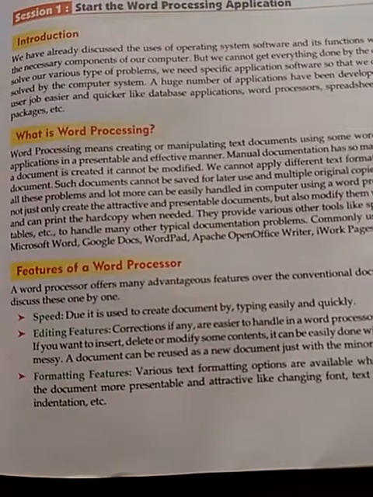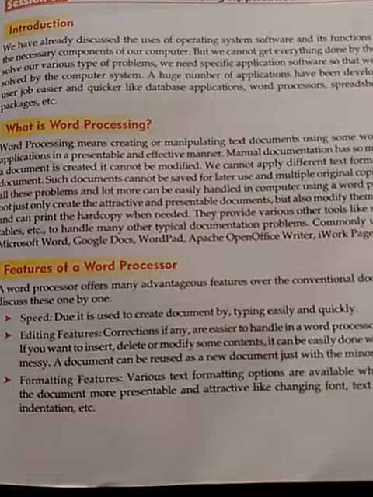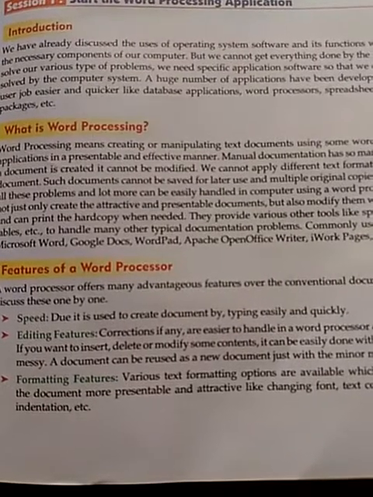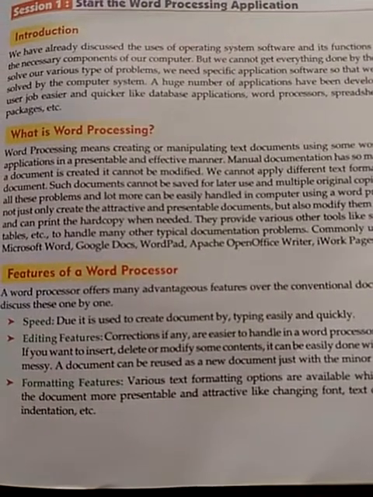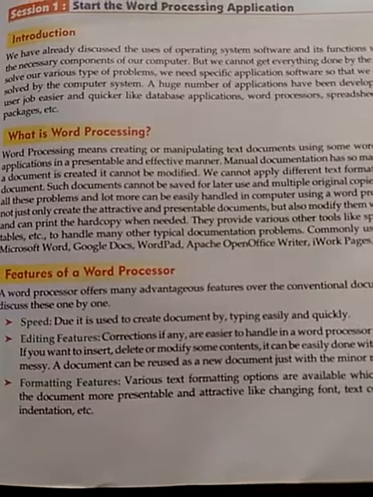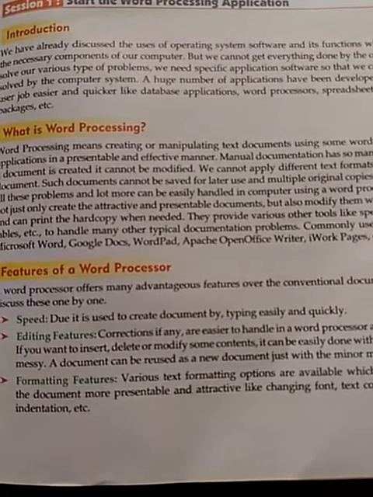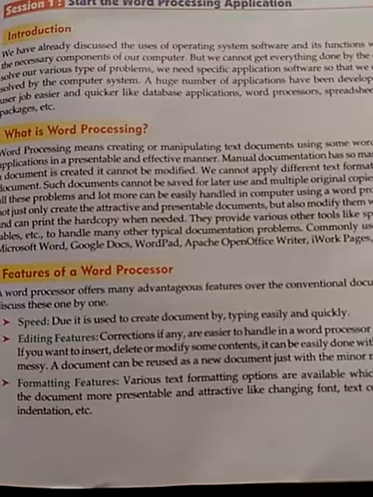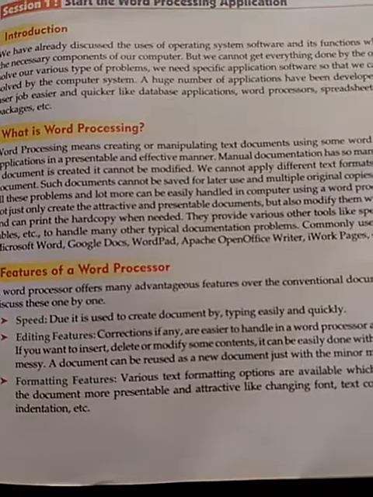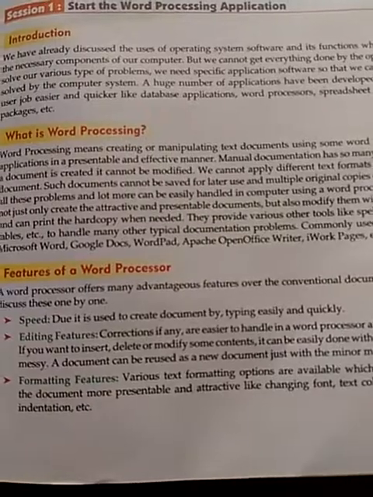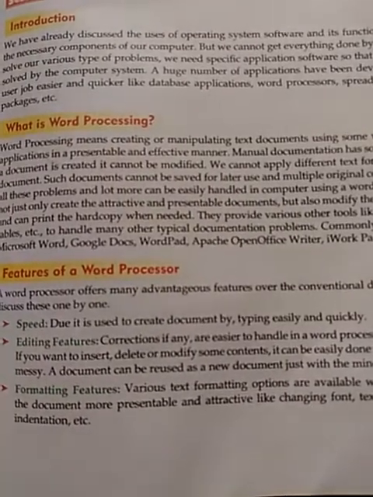Now, the next feature of a word processor is the formatting feature. It provides us many formatting features such as indenting, change case, alignment, etc. to make the documents presentable. It means you can arrange your text in a presentable manner in a document.